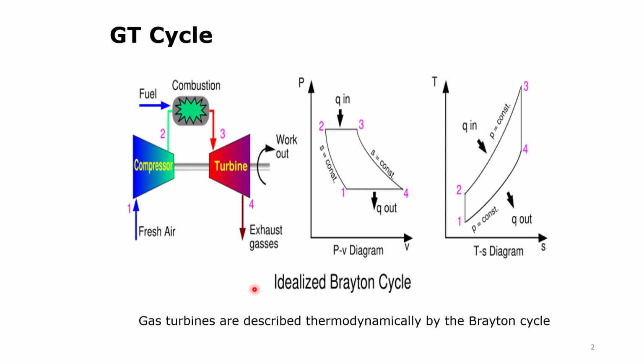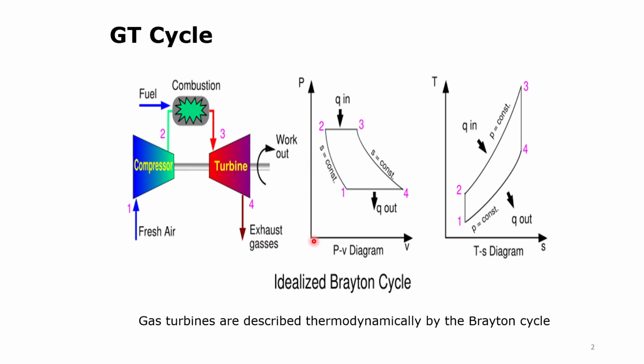Gas turbine works on the idealized Brayton cycle. In the gas turbine, if we see the figure on the left hand side, the air is compressed in a compressor from point 1 to 2, and then the fuel is injected in the combustion, the temperature goes up, and that hot gas is fed to the turbine where it rotates the turbine, it does the work, and then the gas is exhausted from point number 4.